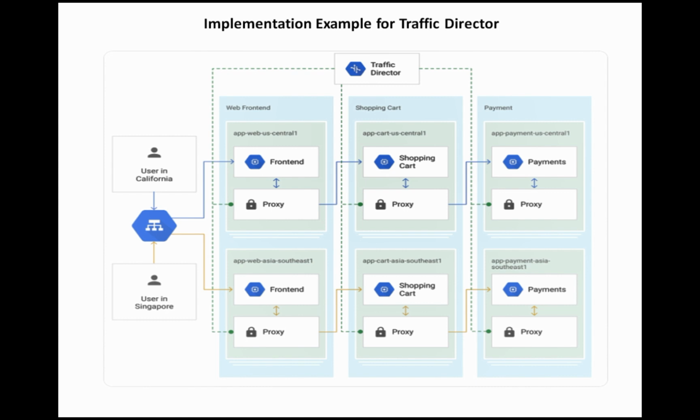Similarly, if the other user, who's sitting in Singapore, sends a request, then the traffic will be sent to the nearest region, which in this case is Southeast 1. So that's about the global load balancing mechanism. Okay, let's take the scenario where, when the user from California sends a request, a particular microservice, say for example the shopping cart, is suddenly unavailable. What happens in that case?